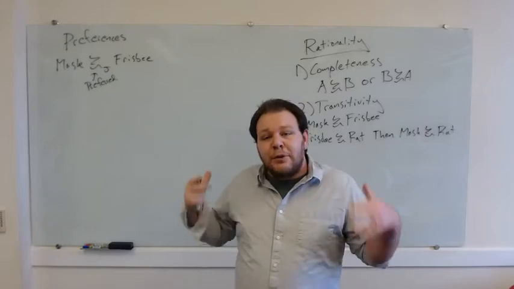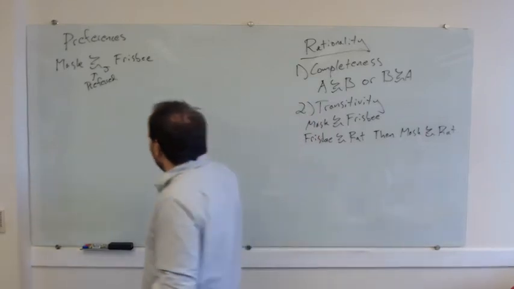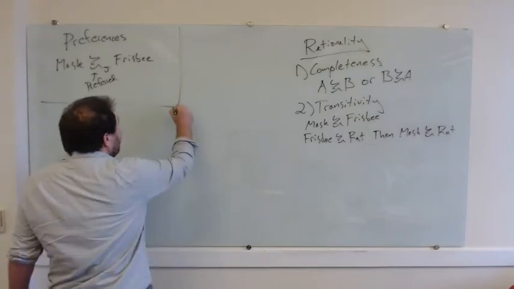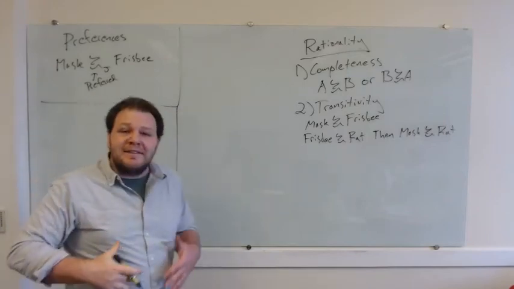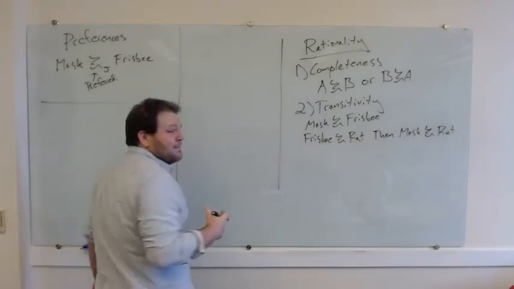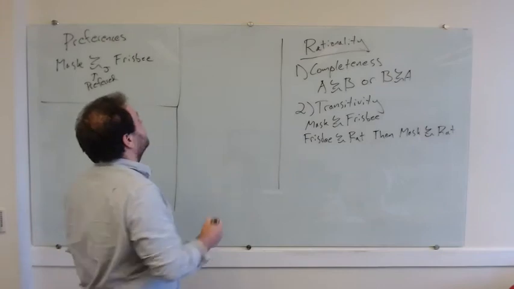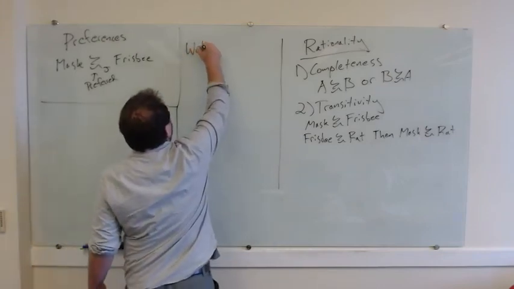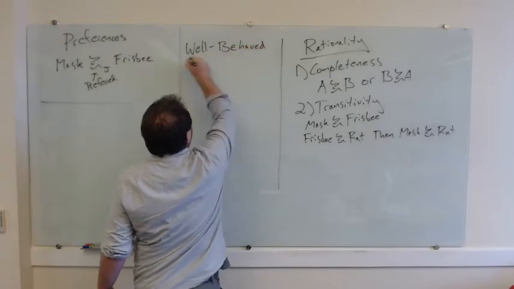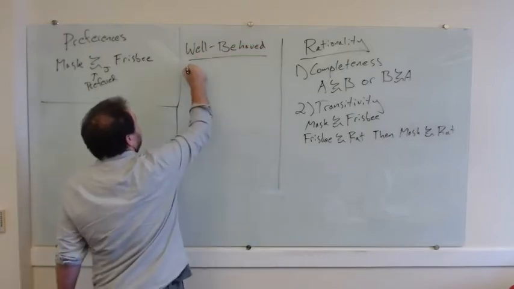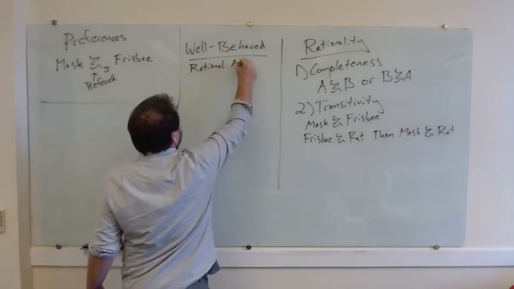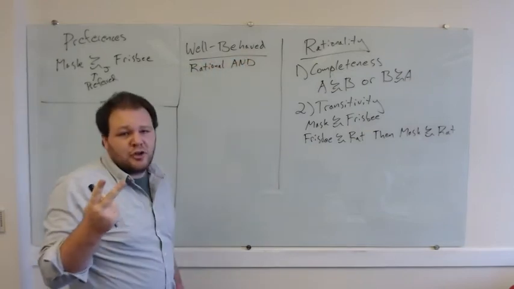We're going to add a couple of other assumptions. And these are not going to be made because they're necessary. They're not going to be made because they're true. They're going to be made because they're convenient. I'm going to call preferences that satisfy these two assumptions well-behaved preferences. So for preferences to be well-behaved, they need to be rational, and they need two additional things.